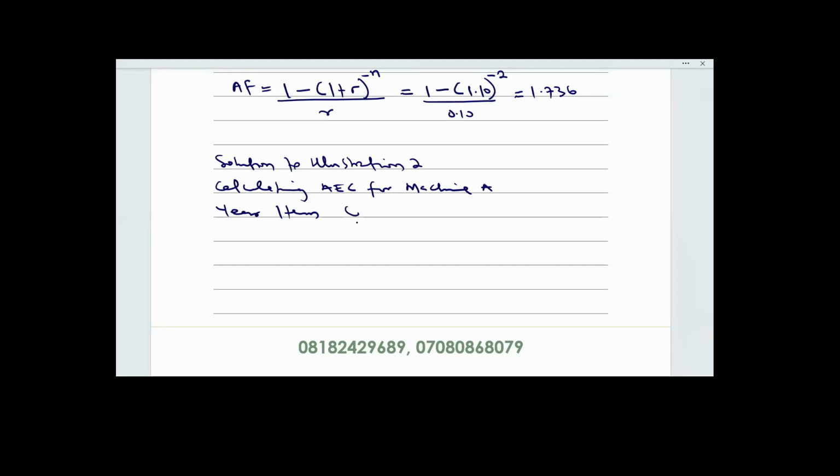Cash flow, discount factor. What's the cost of capital given? It's 10%. Then we have the present value. Now, year 0. The cost of machine A, according to the question, is 5 million naira. Here is 5 million.